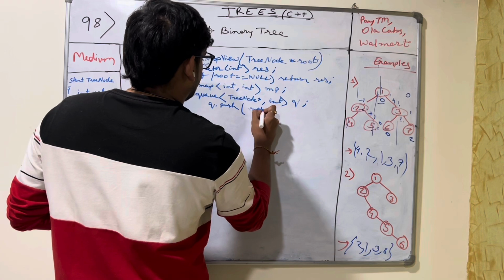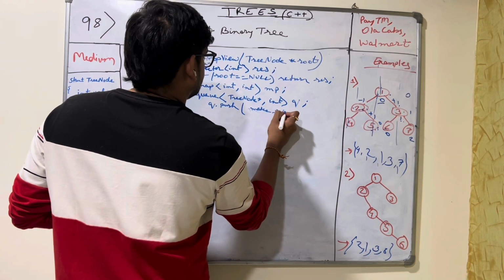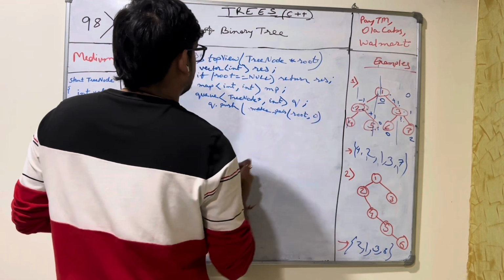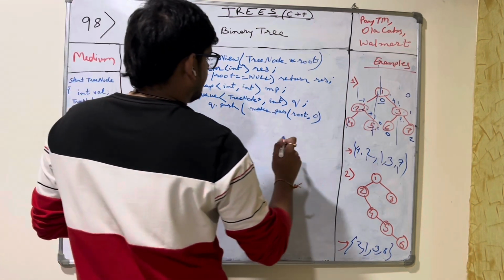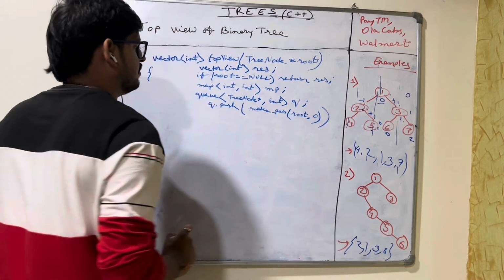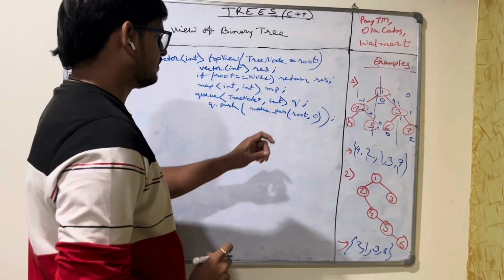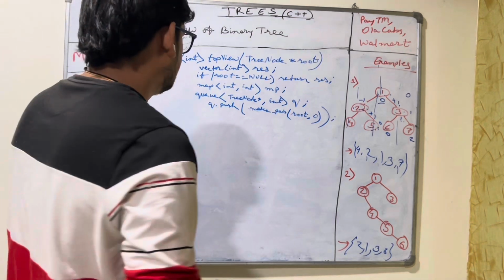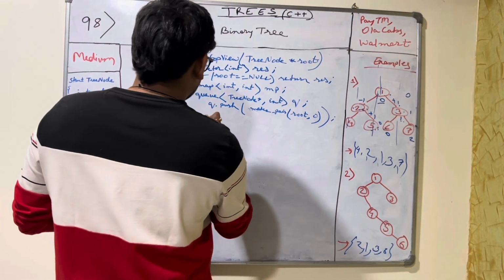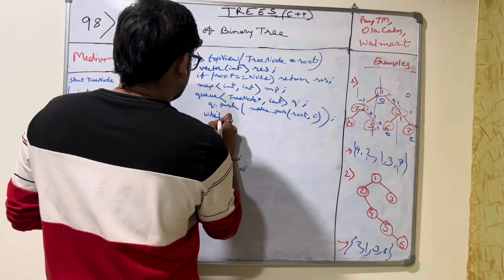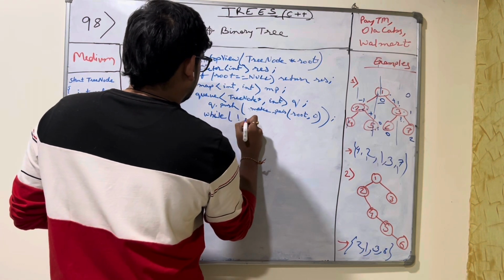Let's make a pair and we will insert root comma 0 inside the queue. So we have inserted this. Fine. Now we will run this while the queue is not empty.